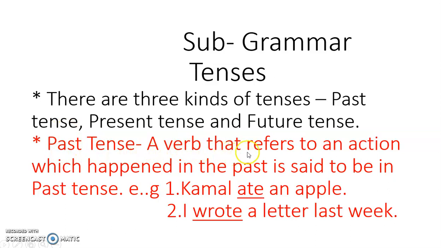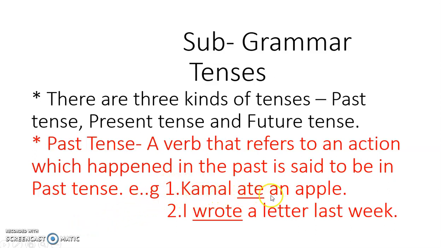A verb that refers to an action which happened in the past is said to be in past tense. A verb. So this tenses means the verbs, the action, when the action had happened. Okay? It refers, a verb that refers to an action which happened in the past. That means an action that had already happened in the past is called as past tense. I have given you two examples.